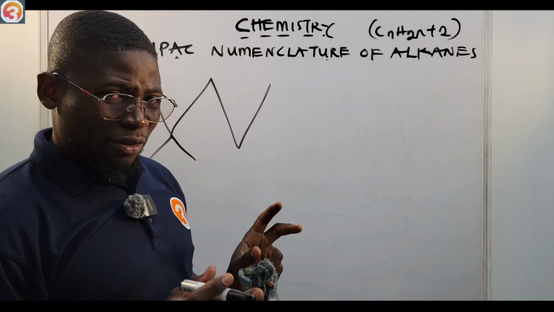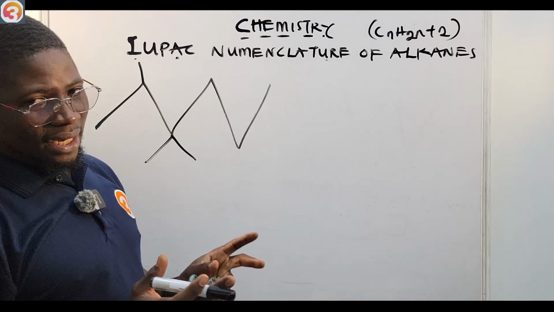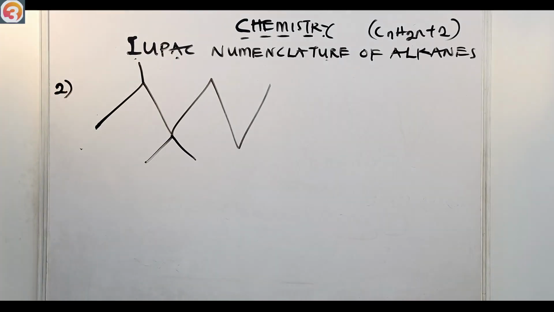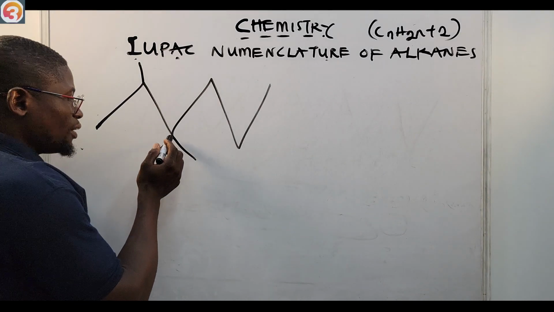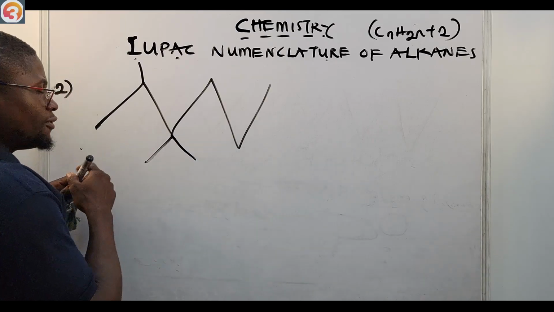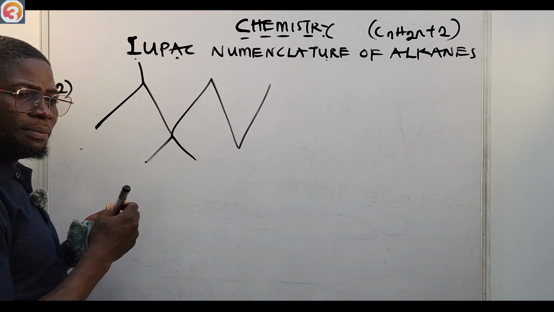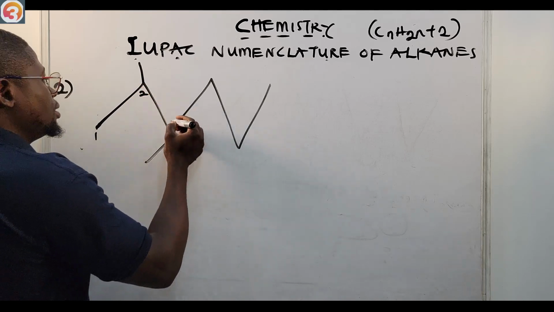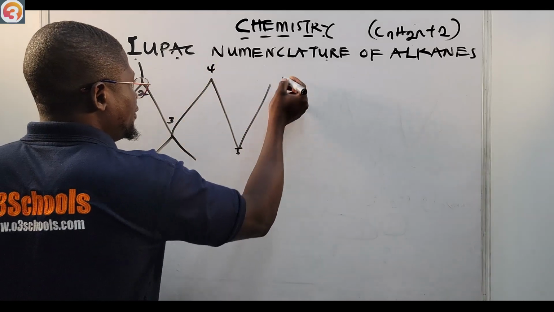Remember I told you that every end and every bend is a carbon atom. But now you can see that there are two methyl groups attached to this carbon here. Let us first identify the number of carbon atoms in the parent chain. This is 1, 2, 3, 4, 5, 6.